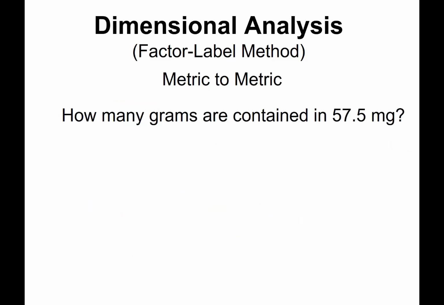Let's practice that. How many grams are contained in 57.5 milligrams? In order to work this problem, you have to look up the conversion factor. This is just a single step, so it's not a big deal. This comes from the metric to metric conversion chart, and the little m is a milli, which means that 1 milligram is equal to 10 to the minus 3 grams.